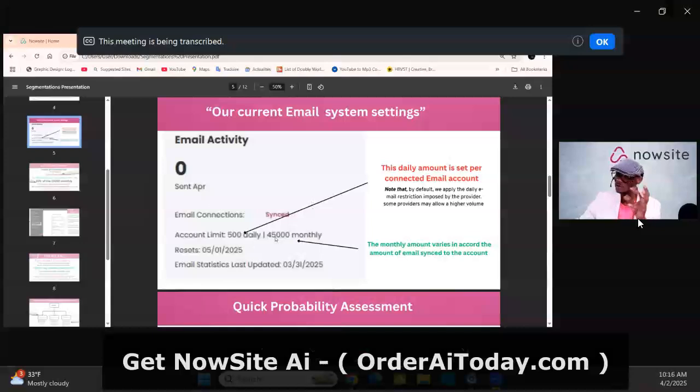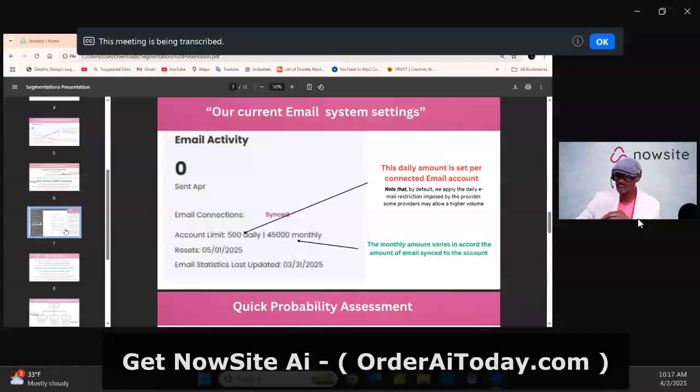Of course, we are subject by default to the provider's rule. So if you have an email from a provider that allows for more volume, these will be shifted in your favor. But generally, these amounts are what you want to consider working with because it allows you to monitor the work a lot easier, right?